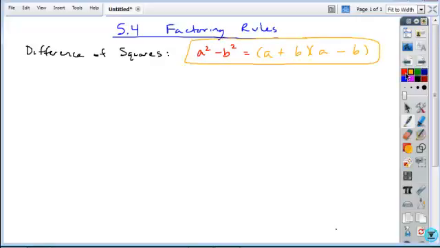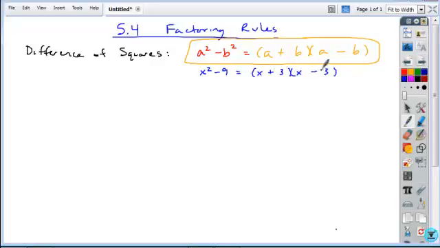Again, if we take a look at some examples of what this looks like, from the most basic form, it looks something like this. You have the difference of two squares here: the base of x squared minus the base of 3 squared. If you identify what those bases are that are being squared, x and 3 are your two bases, and it just factors into the sum and difference of those bases.